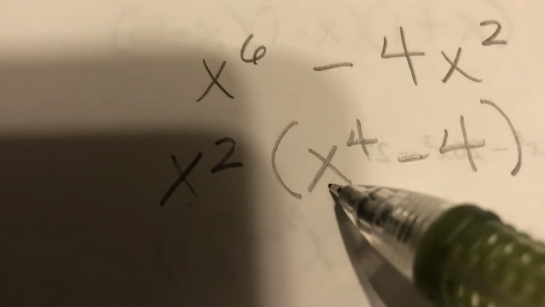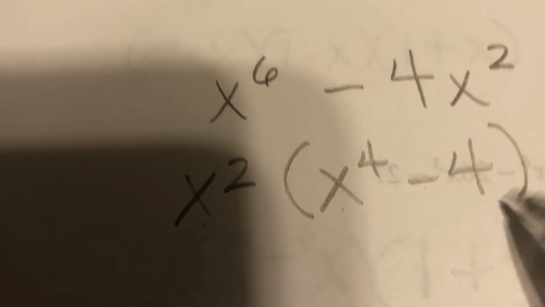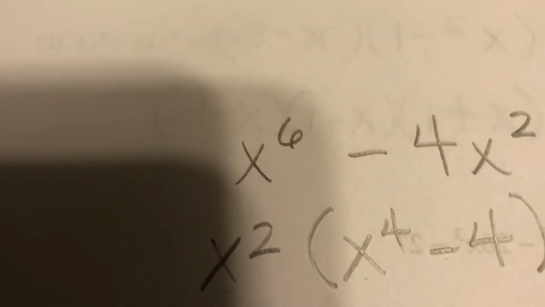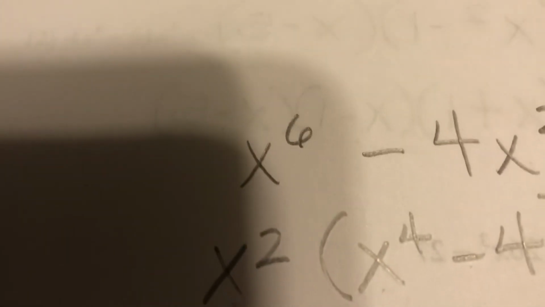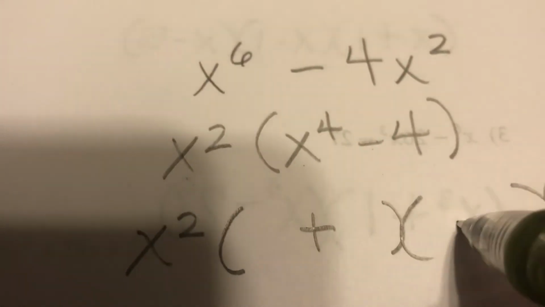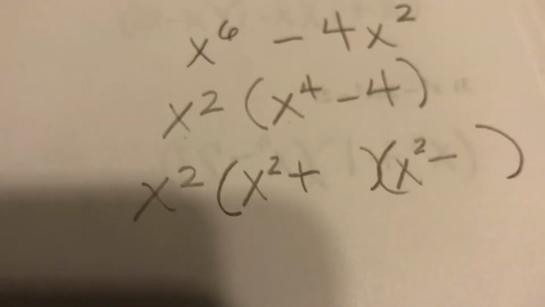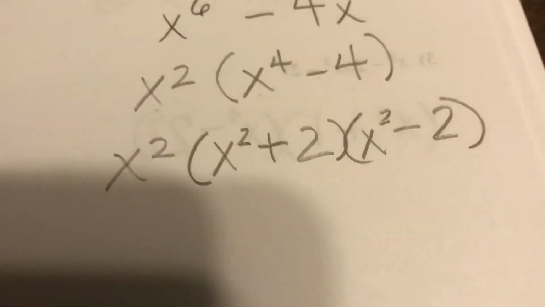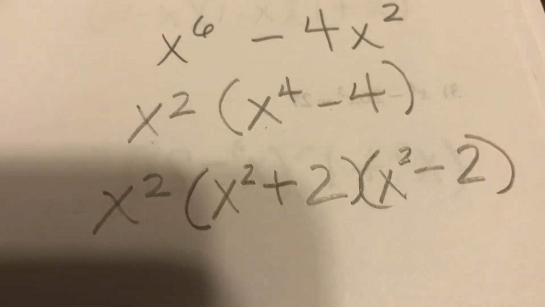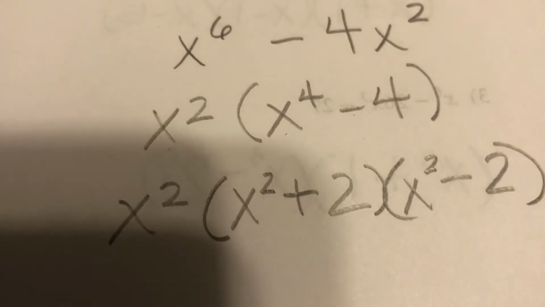X to the fourth is a perfect square. A difference because it's minus, and 4 is a perfect square. So I would have x squared times, one's going to be a plus, one's going to be a minus. The square root of x to the fourth is x squared, and the square root of 4 is 2. And that would be your answer completely factored out.